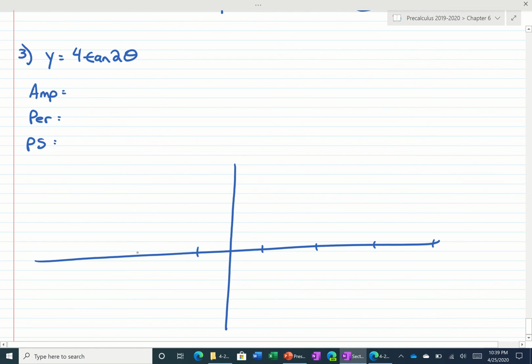We see theta, so that means we're in degrees. There's no amplitude because it's not sine or cosine. Normal period is 180, but if we divide by 2, that turns into 90, so this is going to be a little shorter. The phase shift is going to be 0 or none. So get everything ready, and let's try it out.